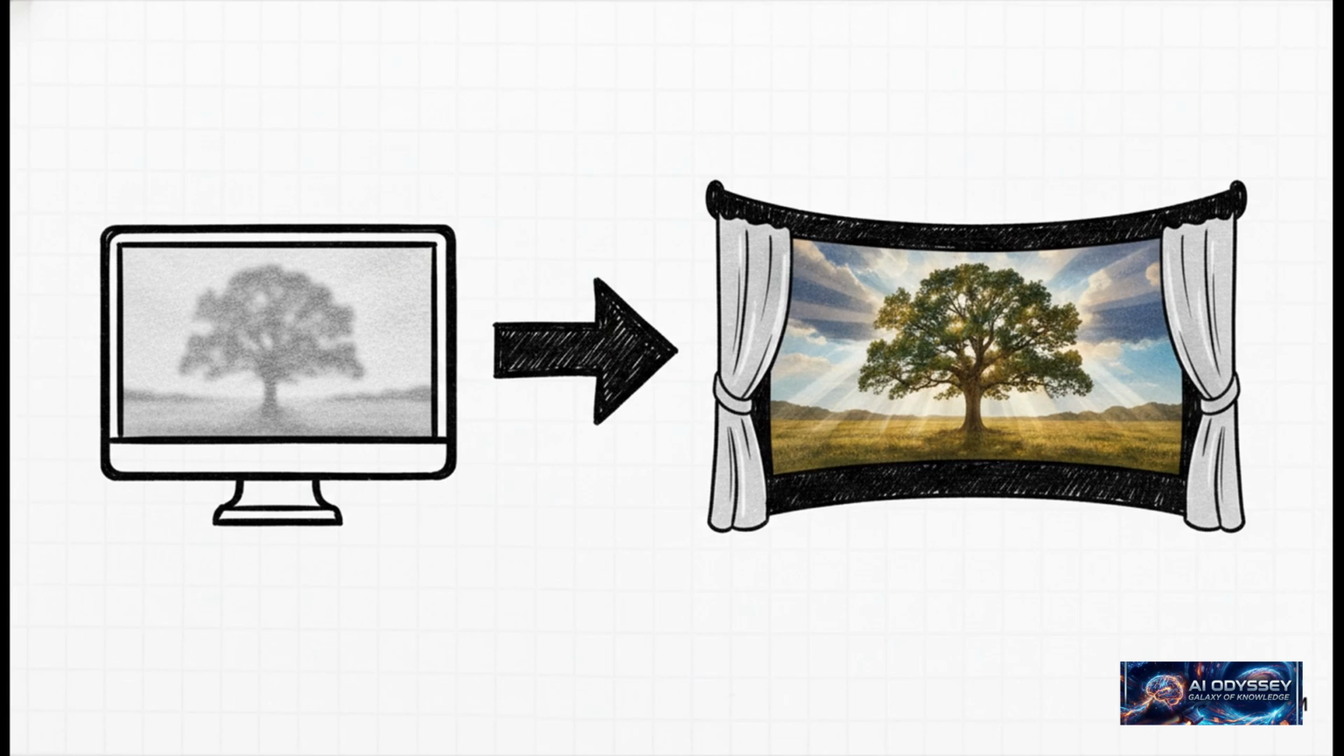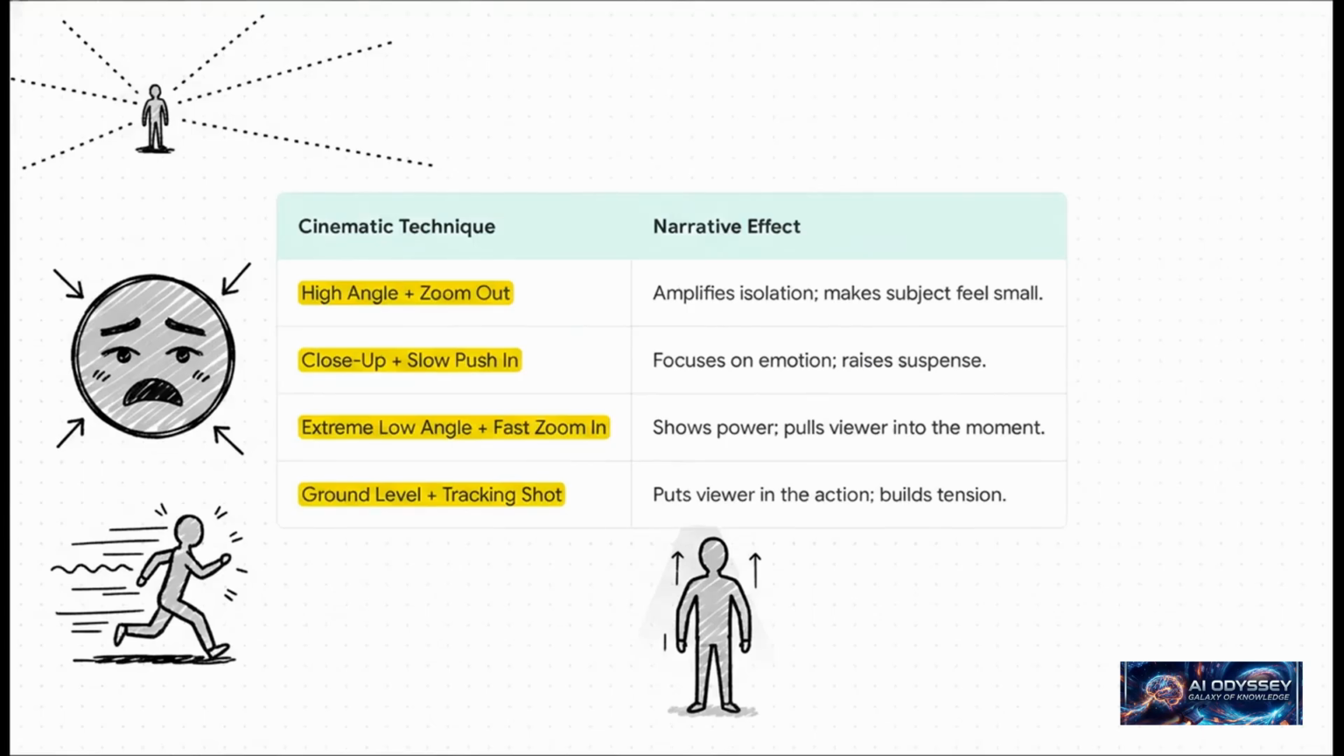This is the big one. This is what separates a pretty cool-looking AI clip from a shot that feels like it was ripped straight out of a real movie. It's all about using the language of cinema to create tension, to create emotion, and to tell an actual story. And just look at how this works.